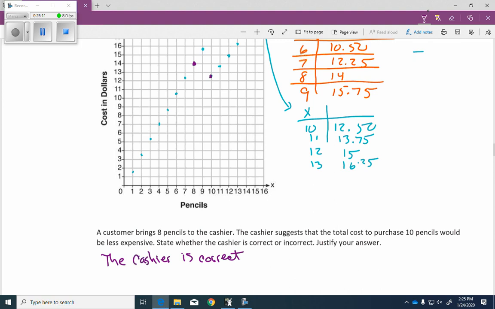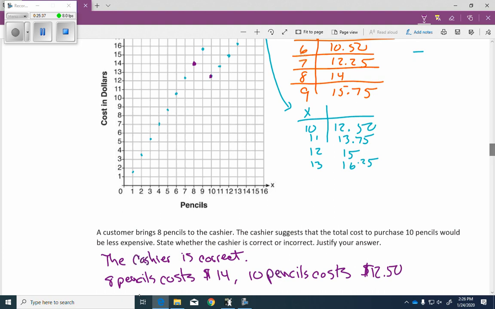Since it says justify your answer, I should write a little bit more, and I will say 8 pencils costs $14, and 10 pencils costs $12.50, and that's justification.